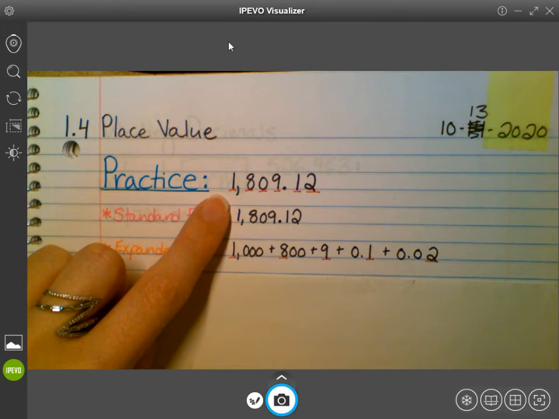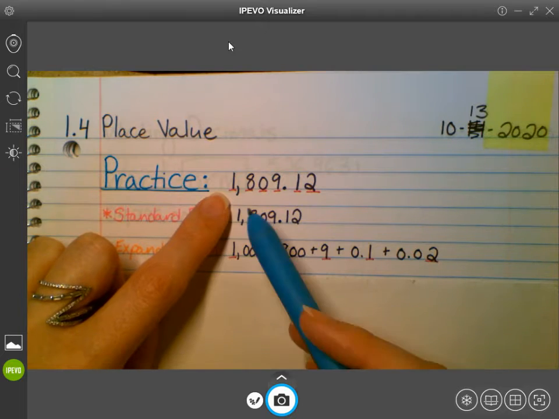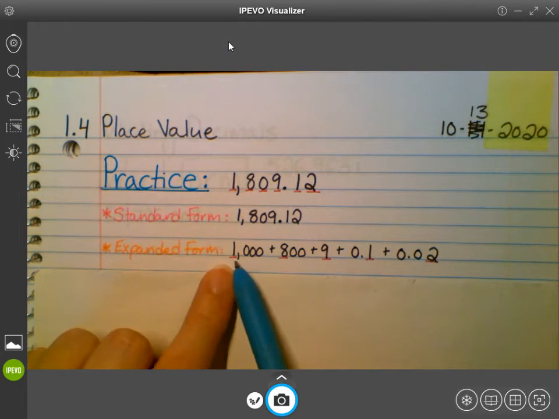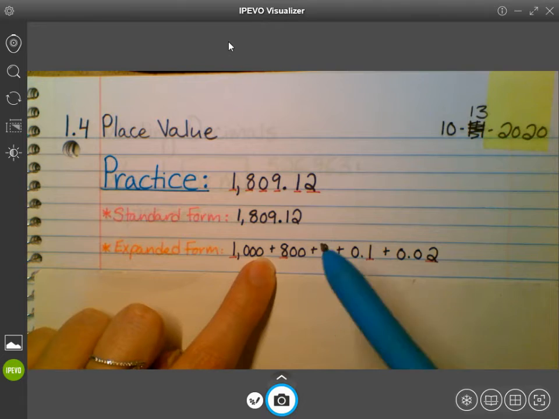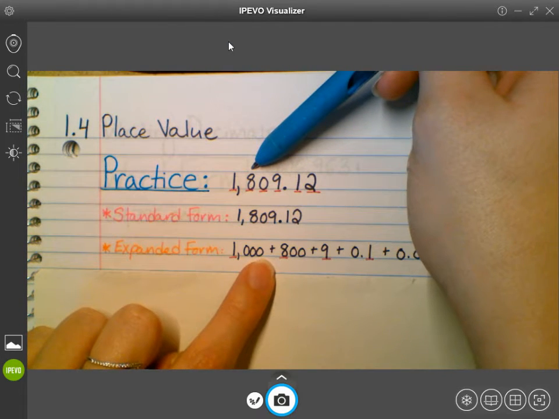So this 1, it doesn't have a value of 1, does it? It has a value of 1,000. So that 1 represents 1,000, so we're writing 1,000. Then we're adding it to our next digit, our 8. Our 8 isn't worth just 8, is it?